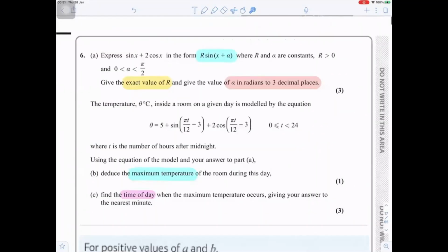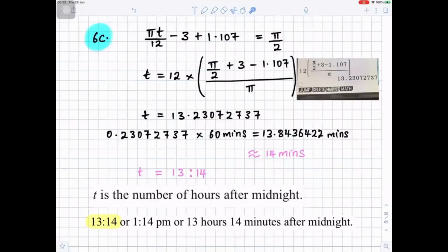For question 6c, find the time of the day when the maximum temperature occurs, giving your answer to the nearest minute. The maximum occurs when that value is equal to 90 degrees, pi over 2. So pi t over 12 minus 3 plus 1.107 equals pi over 2. Because if you look at the sine graph, at 90 degrees, pi over 2, you get that maximum value of 1. So you want to solve this to find t. You want to make t the subject.